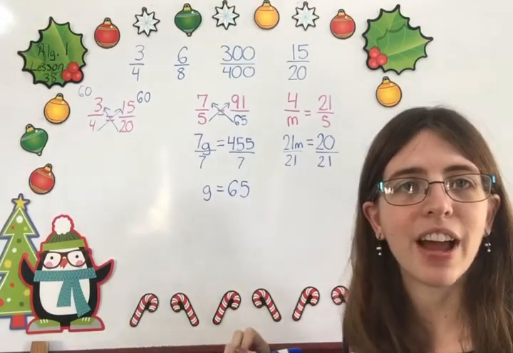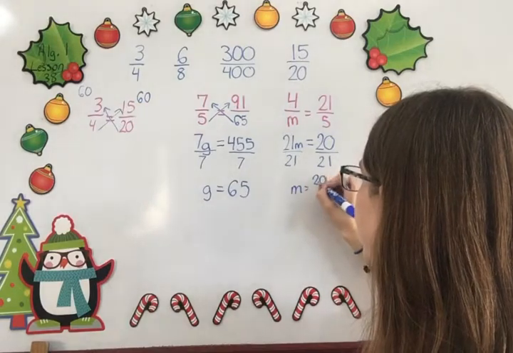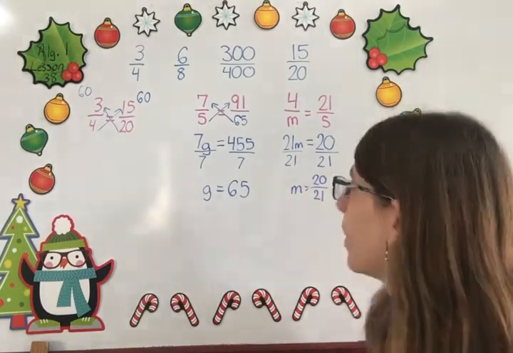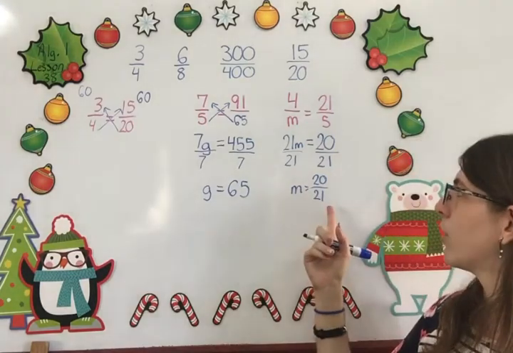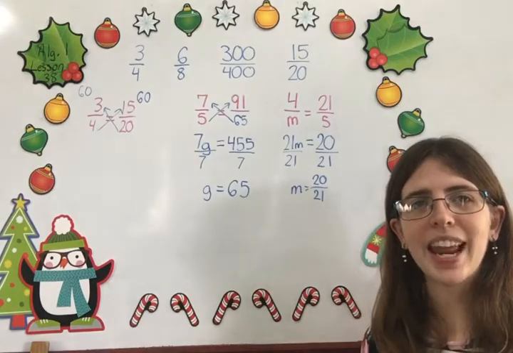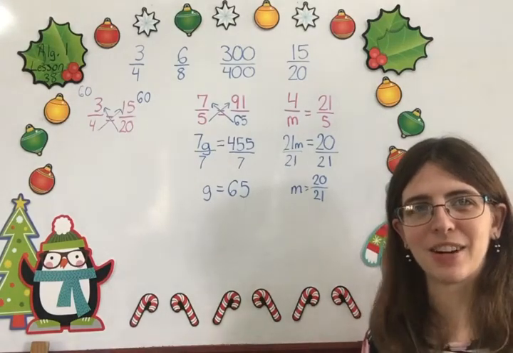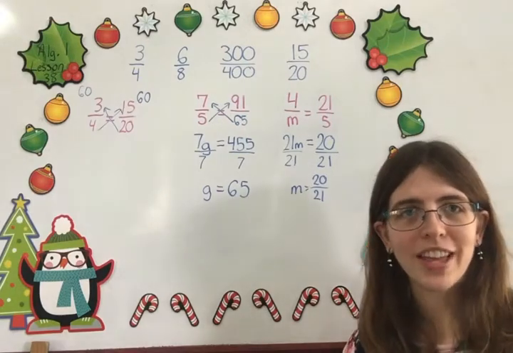I can't simplify that any further, so I'm left with m equals 20 over 21 as my final answer. Multiply 20 over 21 times 21 and 5 times 4 just to check it and make sure that you get the same answer.